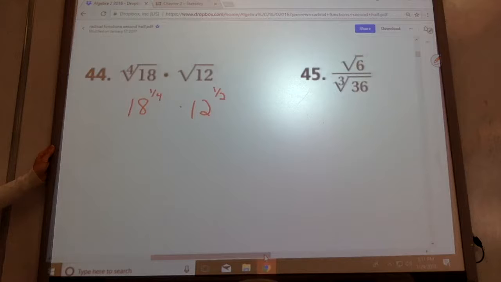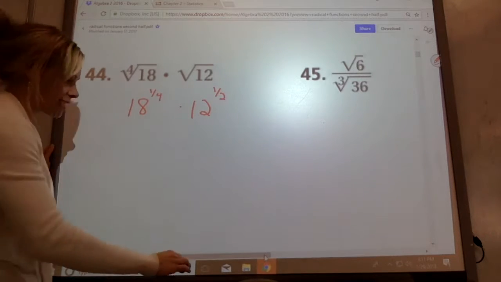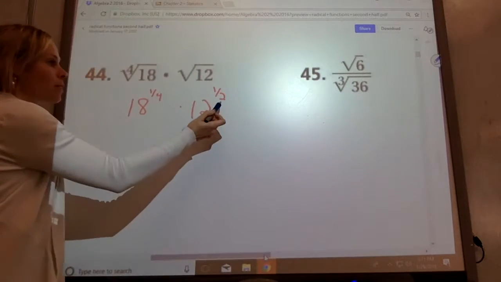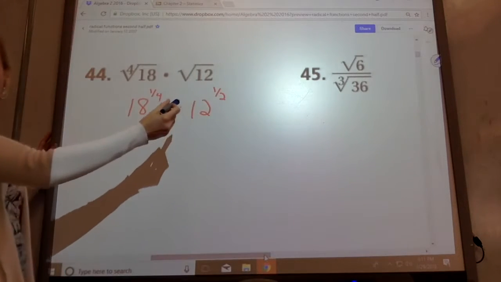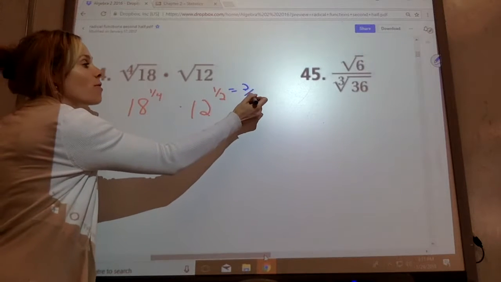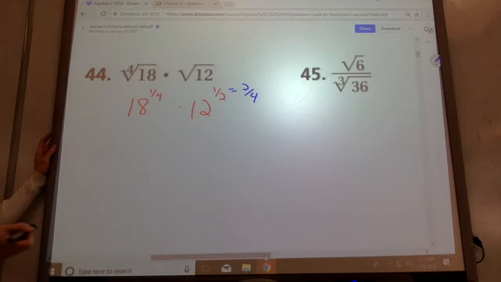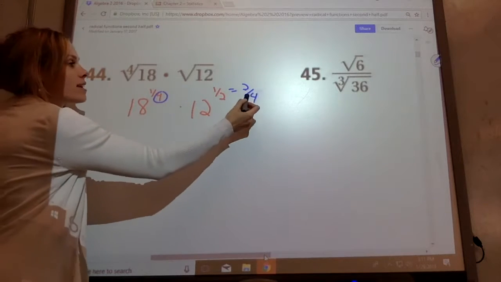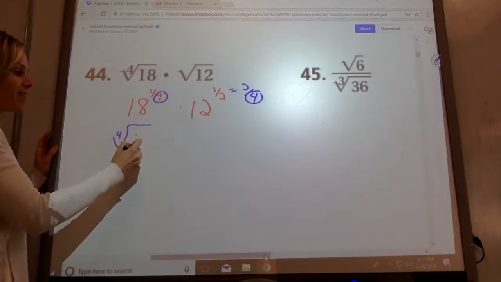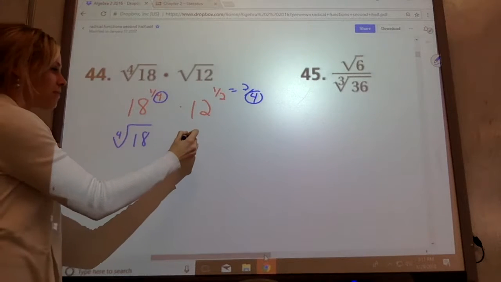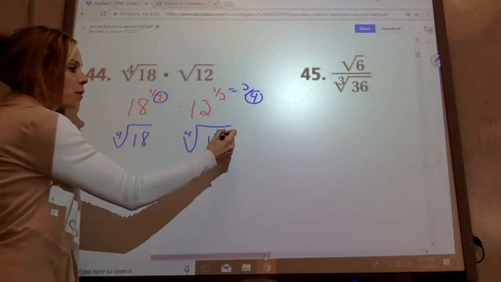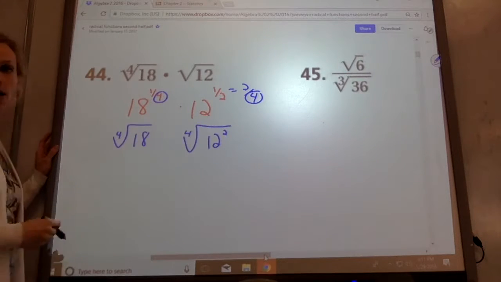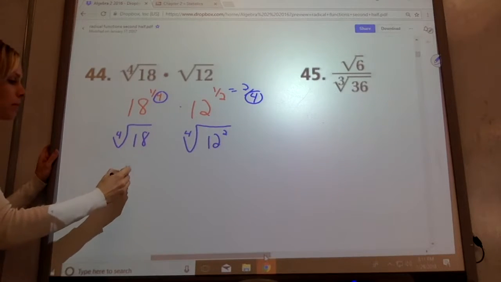How can I make those either same bases or same exponent? What's another way I can write 1/2? 2/4. Oh, see that? Isn't that neat? Now I can say this is the 4th root of 18, the 4th root of 12 squared, right? Because that 2 stays as a power, which I can make 1.